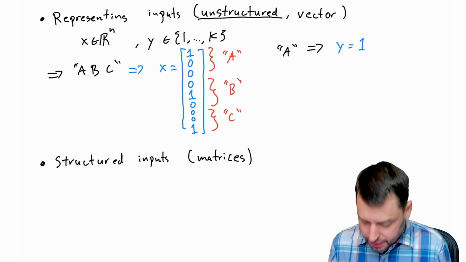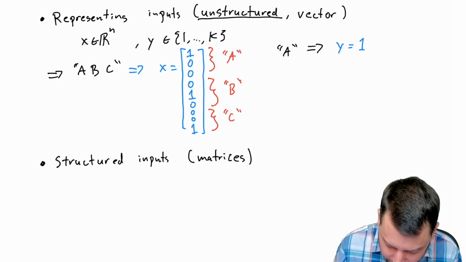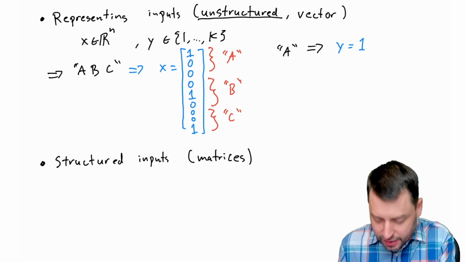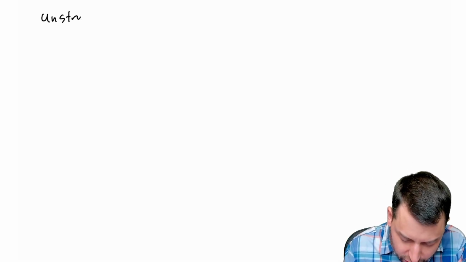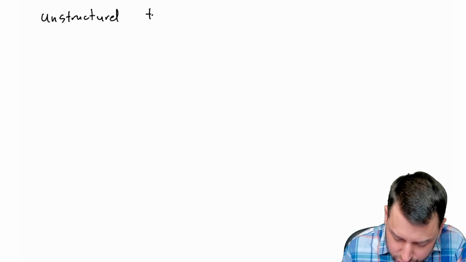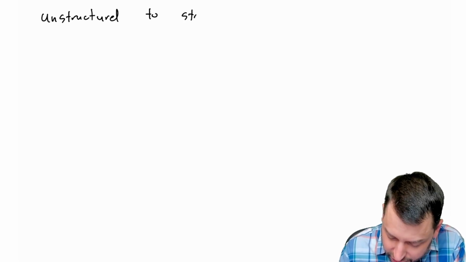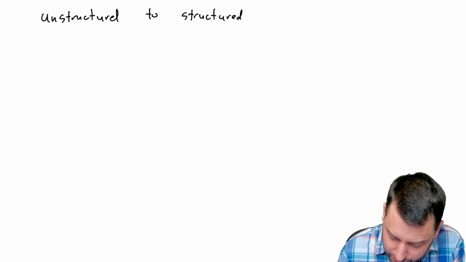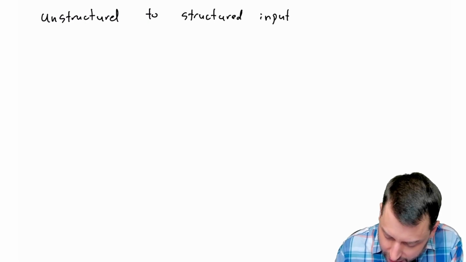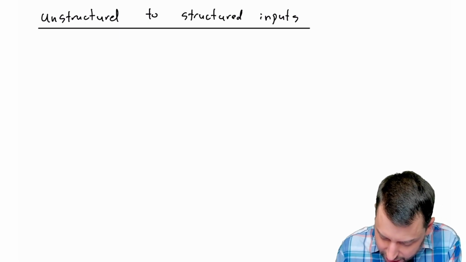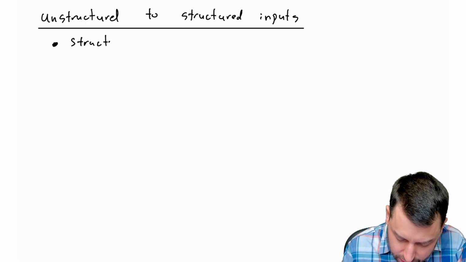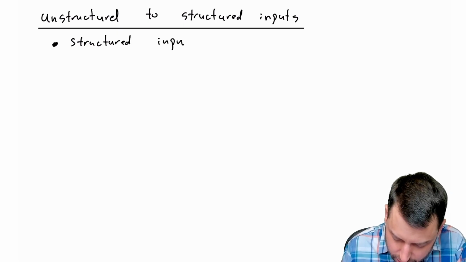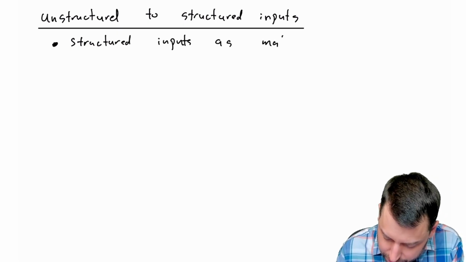And in fact, I'm going to maybe start this new section here rather than do it here, because I want to get into this in some detail. But what we're going to do for the rest of this class is move from, as I was saying at the beginning, unstructured to structured inputs. And again, I'll write this explicitly: we're going to move to structured inputs as matrices.